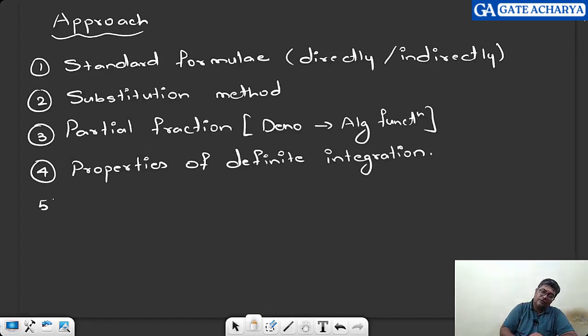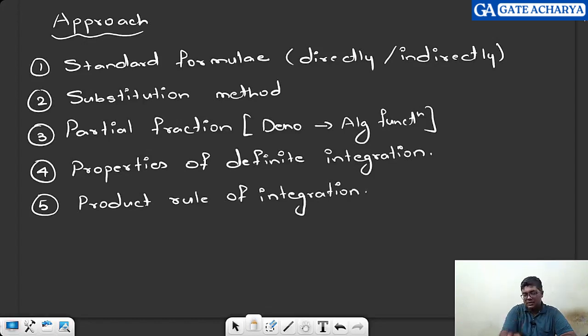Now, if that is failing, then we go for the product rule, product rule of integration. Okay. So this is your final step. After all the things fail, I go for product rule of integration. Never, product rule of integration should never be your first step.